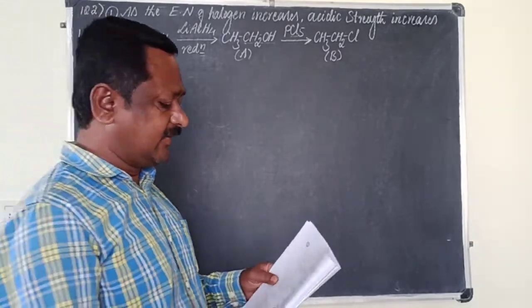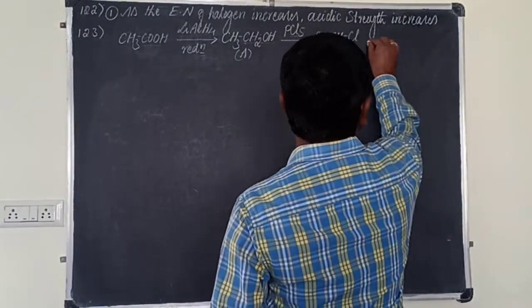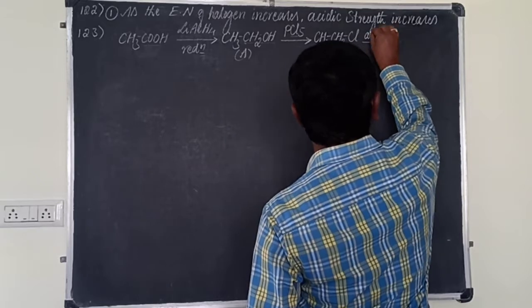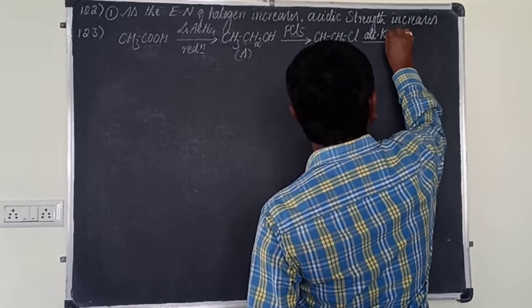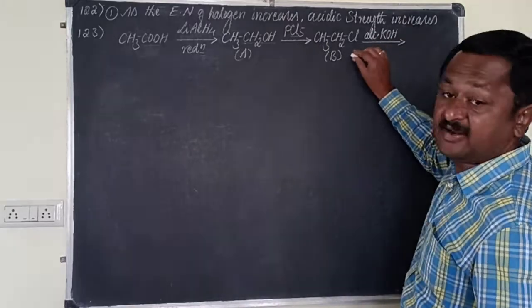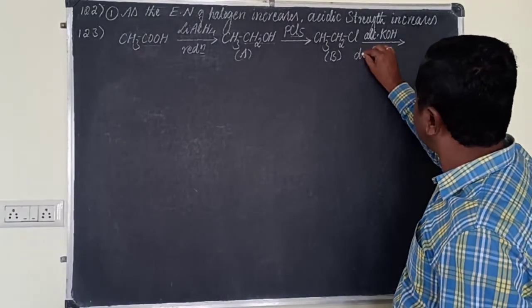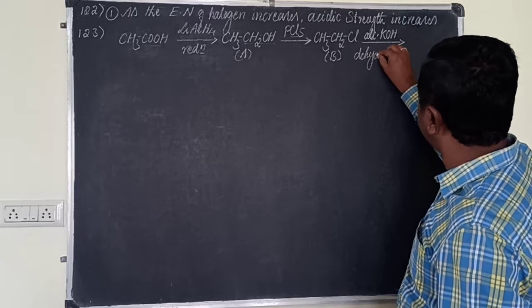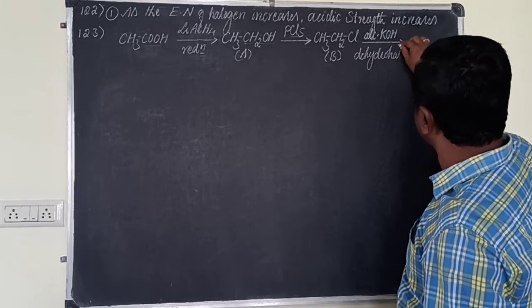Now this ethyl chloride is treated with alcoholic KOH. It reacts with the alcoholic KOH. How does the reaction with alcoholic KOH proceed? Beta elimination or dehydrohalogenation.